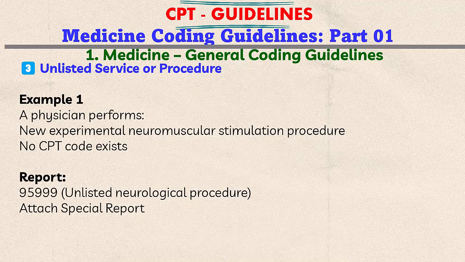So let's see a couple of examples. A physician performs a new experimental neuromuscular stimulation procedure and no CPT code exists. So reporting is code 95999, unlisted neurological procedure, and attach a special report.